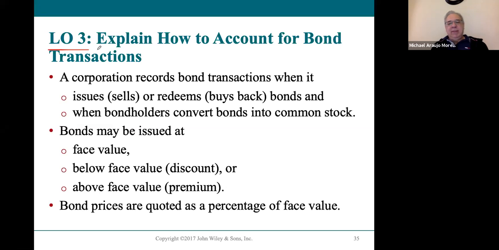All right, here's the fun stuff. How do we actually do accounting for bond transactions? Okay. Well, there's two things that happen with a bond for a corporation that they have to do journal entries. They do journal entries when they issue a bond, which means they're selling it to investors to raise money. They also have to do journal entries when they redeem the bond, which means they're paying it back. Okay. They also have to do journal entries if bondholders convert bonds to common stock.